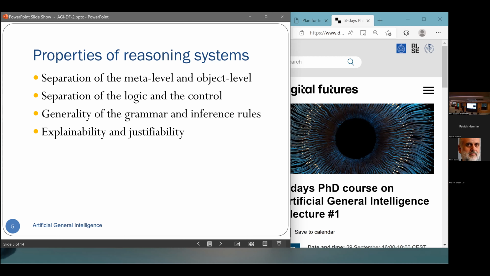And also, this is a hot topic in recent years, right? Explainability and justifiability. Also in this aspect, the logic reasoning system has a big advantage compared to the others. Now, all the problems come actually from deep learning, right? It's very powerful, but you don't understand it.